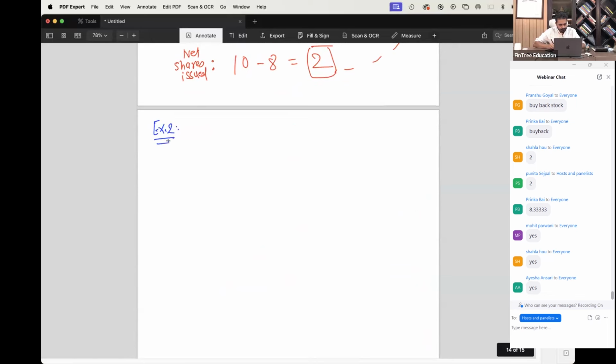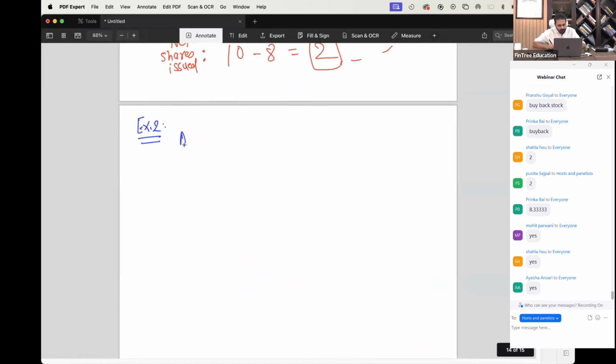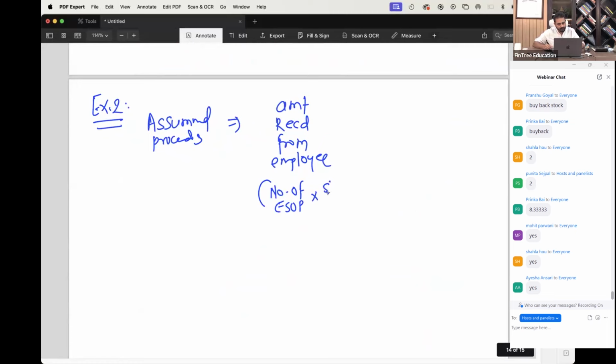Everything is the same. The only technical difference is that your assumed proceeds is equal to the amount received from employees. How is this amount calculated? Number of ESOPs into share price, strike price. Right? So this is the same. This we know, assumed proceeds, that means how much money.